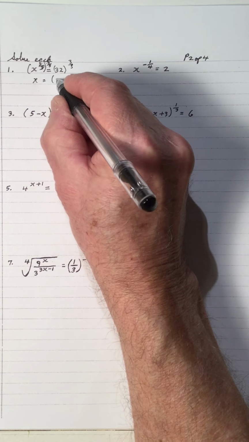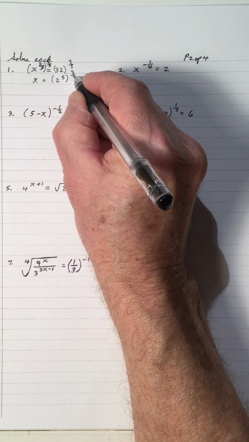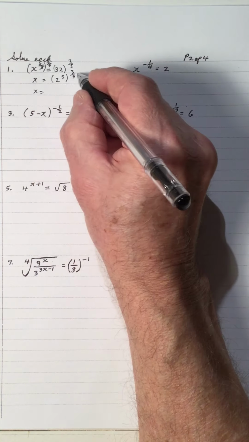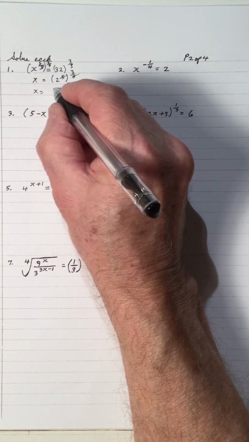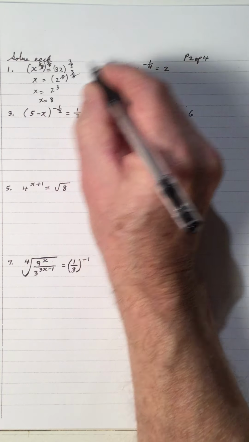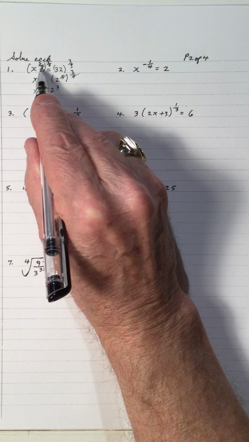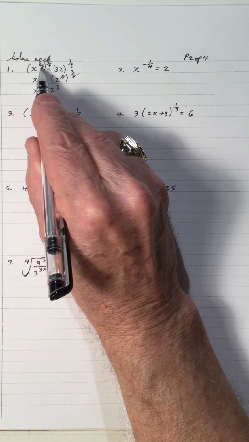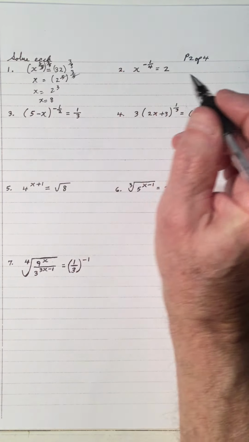So 32 is 2 to the 5th power, and we have 2 to the 3/5. We're multiplying a power of a power, so the 5's cancel out. So we get 2 cubed. So x is equal to 8. And if you want to check it, you put 8 in here. That's a cube root. So the cube root of 8 is 2, and 2 to the 5th power is 32.